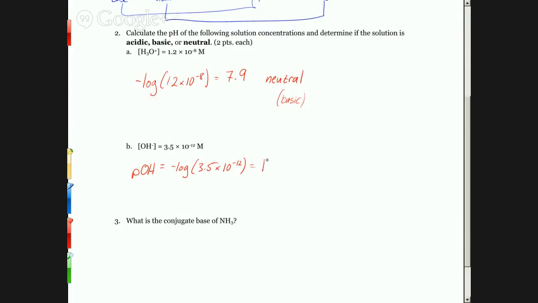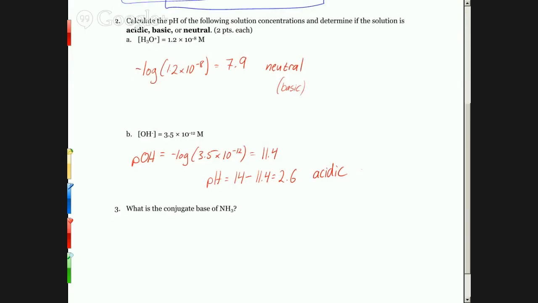About 11.4. And so then the pH is going to be 14 minus that, which is 2.6. So if you did it the other way, you would have gotten something times 10 to the minus 2. You take the negative log of that, you also get 2.6. All right, close enough. That's just a rounding error. So this is what? Acidic, basic, or neutral? Yeah, this is acidic. Okay, good.